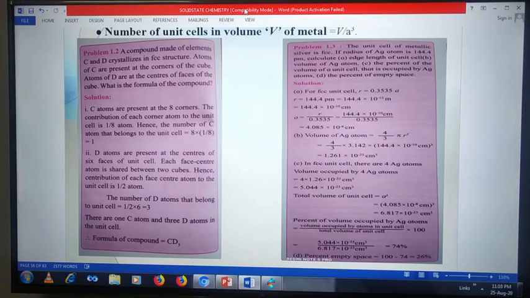Now look at this problem. If we read this problem, we get the idea on which topic it depends. The unit cell of metallic silver is FCC. It is an FCC type of crystal. The radius is given, and we have to calculate the edge length. So already I am saying that this type of problem is not asked for the state board, because this relation is omitted from your syllabus.